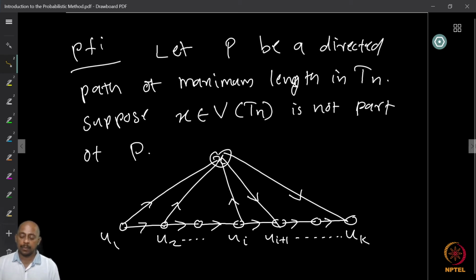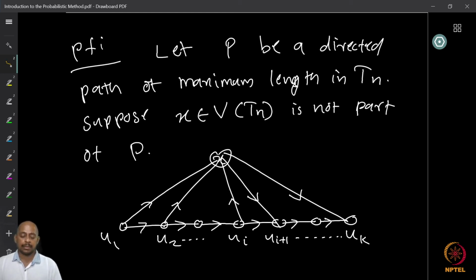Now, similarly, UK cannot be going towards X, because if there is an edge from UK to X, then U1 to UK and then UK to X is another longer path. So therefore, the edge must be from X to UK. Now with this, can you show that there must be a longer path? We said that UK to X cannot be an edge, and similarly X to U1 cannot be an edge. Now can you use this information to show that there must be a larger path, and therefore there is a Hamiltonian path?